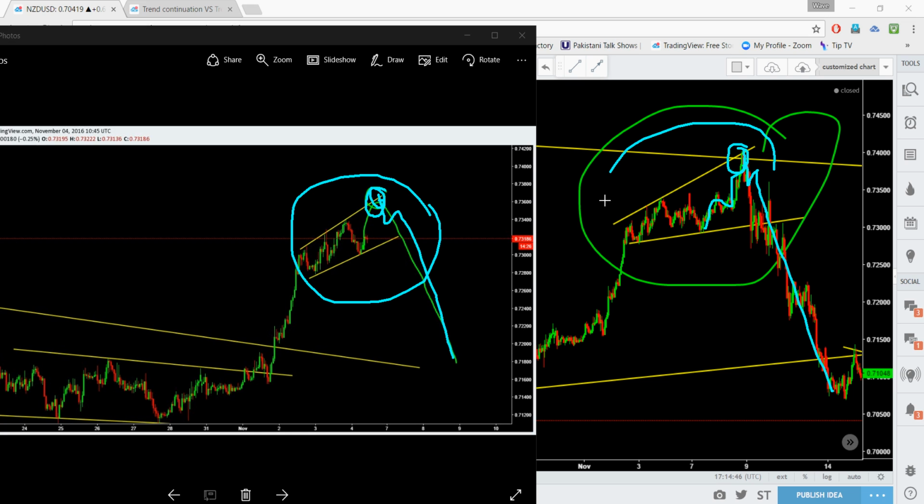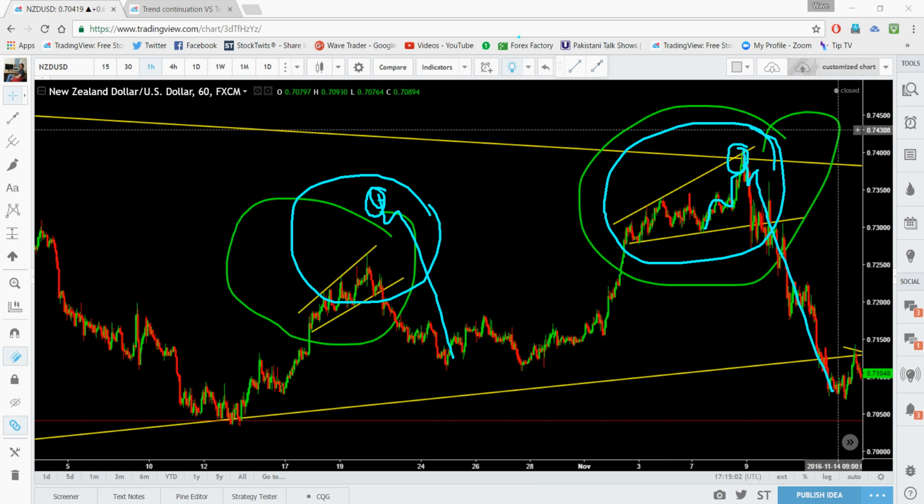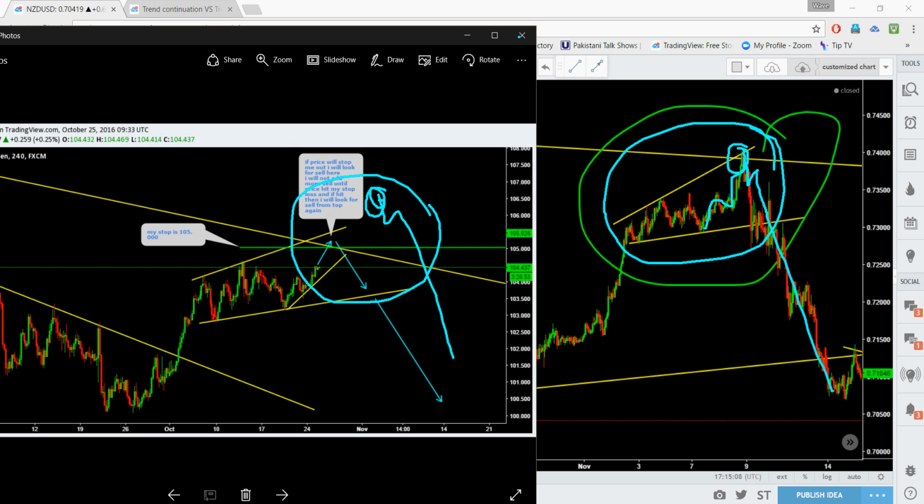So this is a trend reversal pattern. This is not an Elliott wave pattern or something like that. This is a classic chart pattern. When we see this pattern, it means that price is going to reverse into the other direction. I have got a couple of other examples of this pattern, so I'll show you those examples as well.